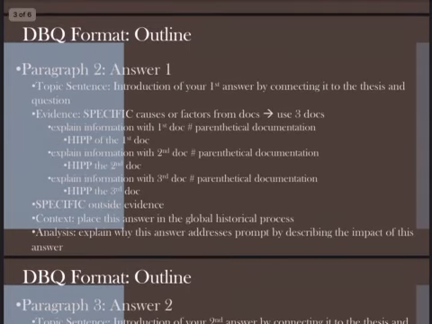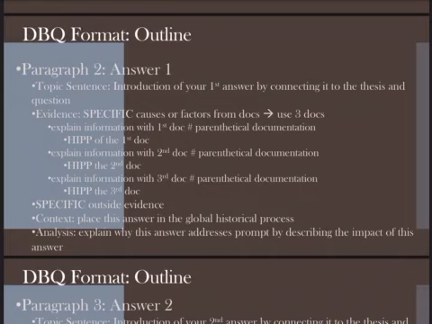All right. Your first body paragraph is answer 1. And you must start with the topic sentence. This is where you introduce your first answer, connecting it to the thesis and the question. This is very important. If you don't have a topic sentence, then all of this evidence that you see here that comes after that won't have an answer to apply to. So then you can't get credit for any of the evidence. You must have a topic sentence for your body paragraphs.